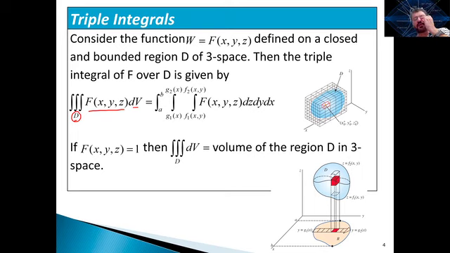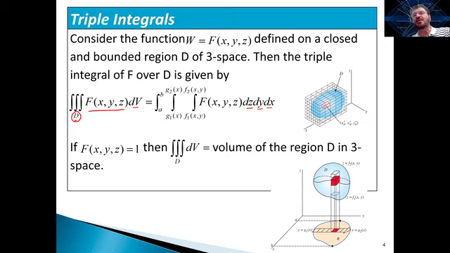Now how do we integrate this one? It's up to you now. You can put it dz, dy, dx. You can put it dx, dy, dz. The order now is up to you. You decide the order that is really convenient for you to integrate.